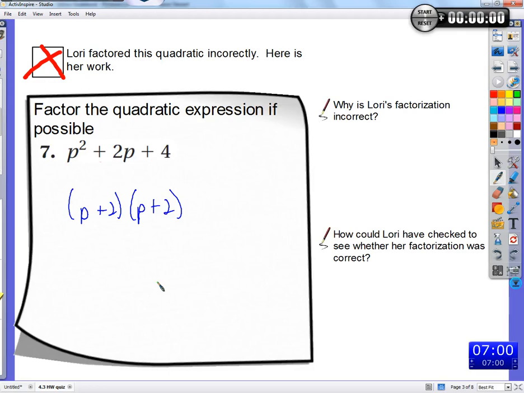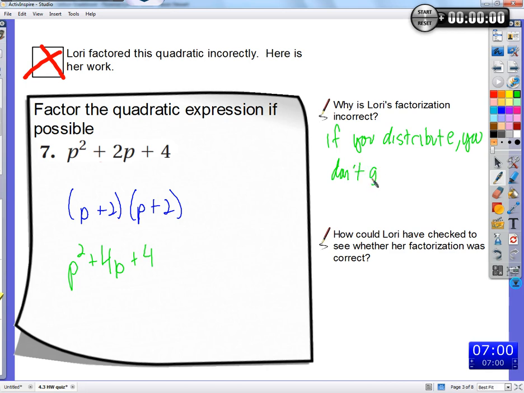So why is Lori's factorization incorrect here? Because if you distribute it back out, you'd end up with p squared plus 4t plus 4. It's kind of a simple answer, like it just doesn't work, right? So if you distribute, you don't get the original expression.